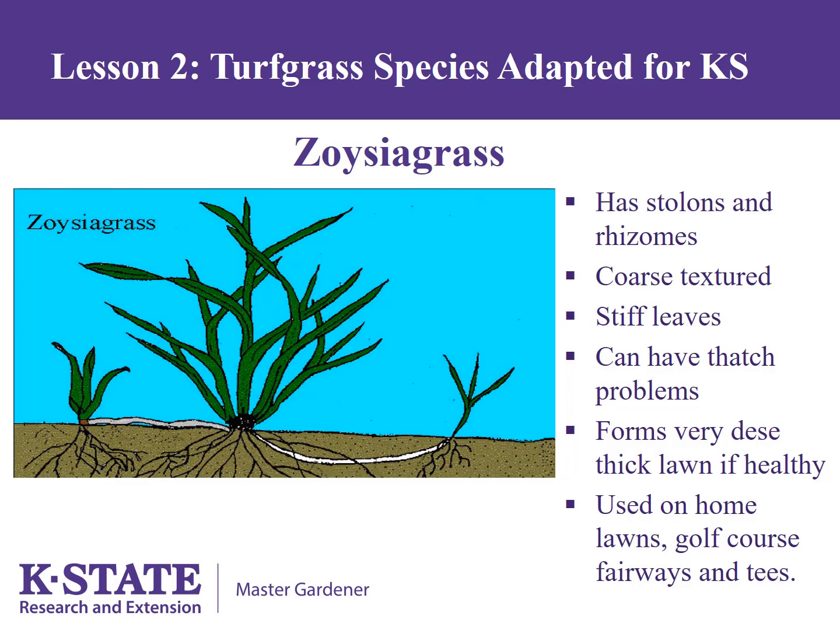It's a coarser texture, it's stiff. I don't know if you've ever walked on Zoysiagrass. You kind of just stand on it, spongy. It's a very stiff, upright type of grass. It doesn't lay over, it's not as wispy a grass species.